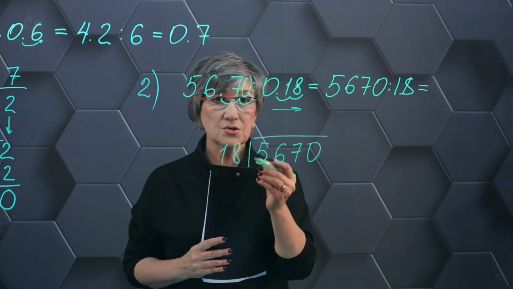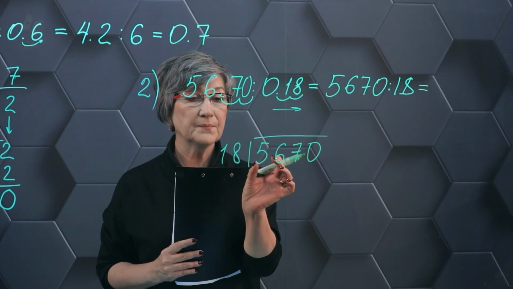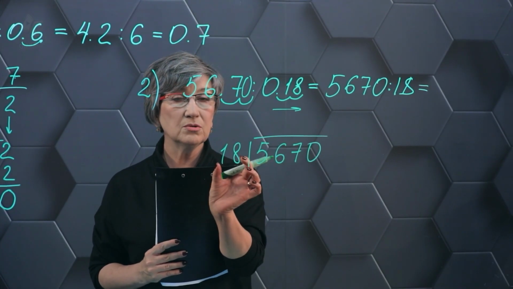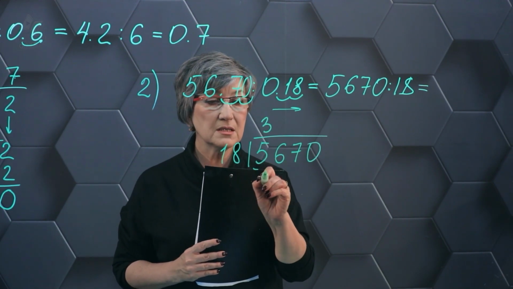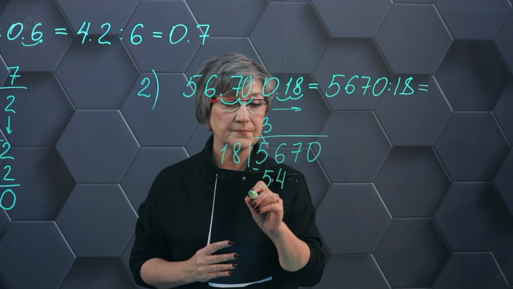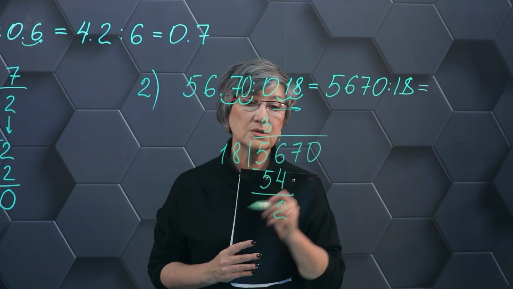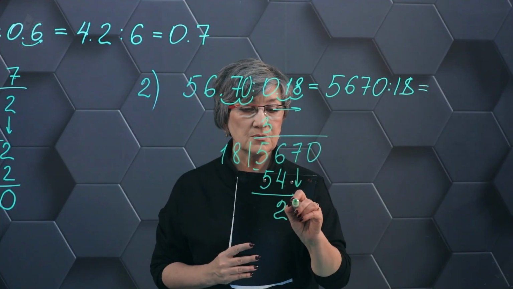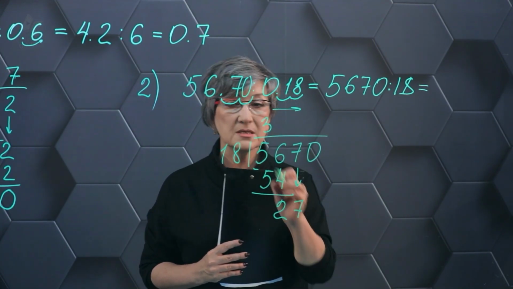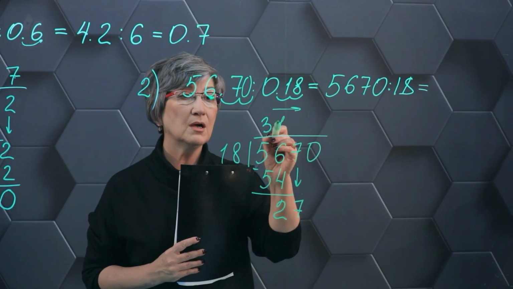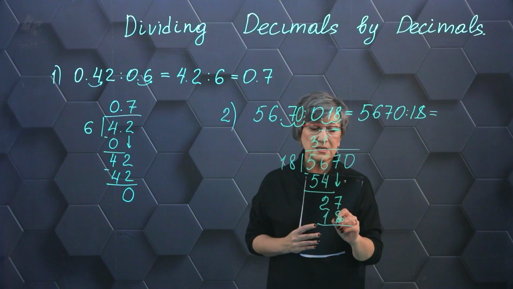I have a whole number. So while I'm dividing this whole number, 56 I divide by 18, take 3 and multiply by 18. That would be 54. 56 minus 54. The result is 2. Let's bring the 7 down. There are no obstacles, no dots. 27 I divide by 18, taking 1 at a time. 1 times 18 is 18. 27 minus 18 equals 9.